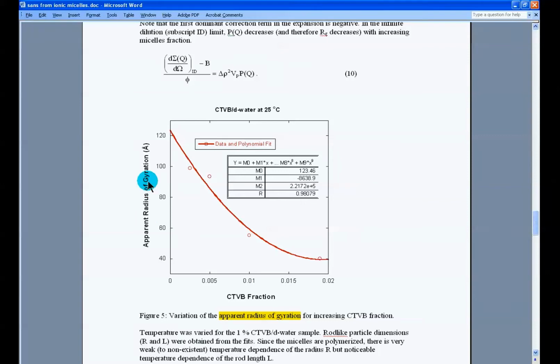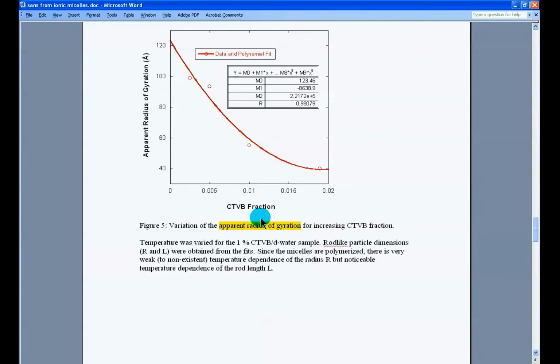So these are the apparent radii of gyration. When one increases the rod fraction, the extrapolation gives us 124, but that's the infinite dilution limit.